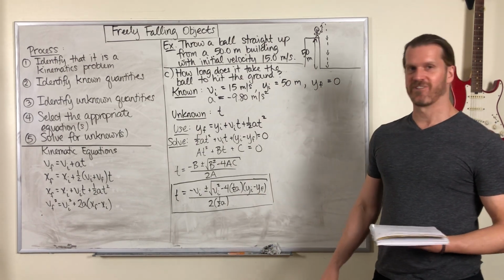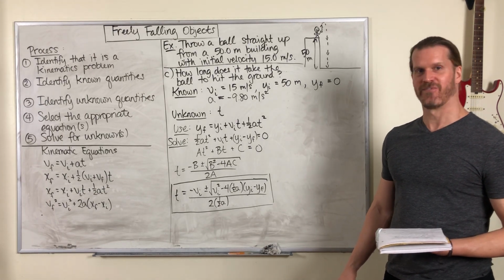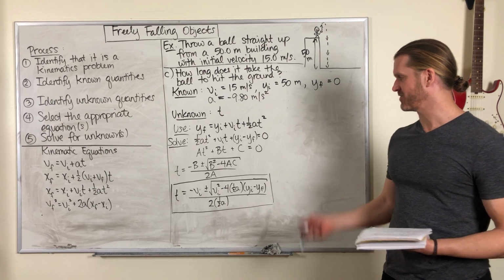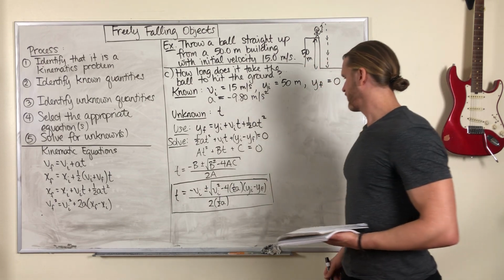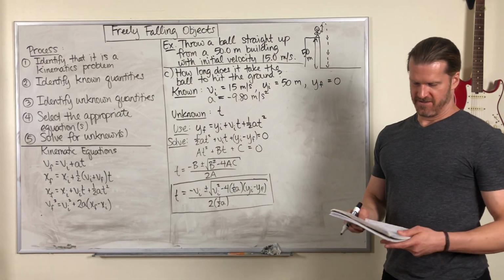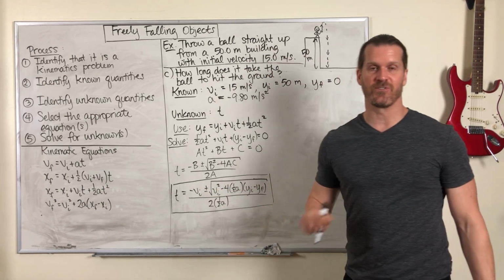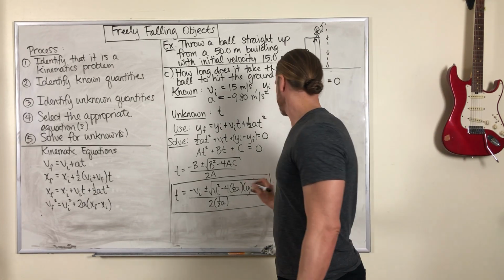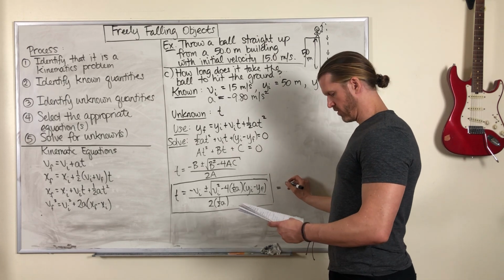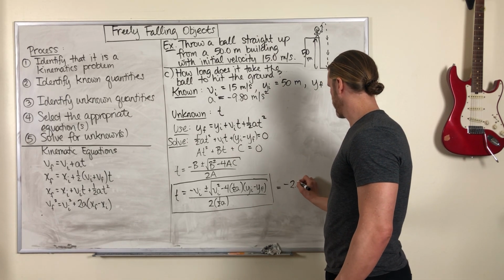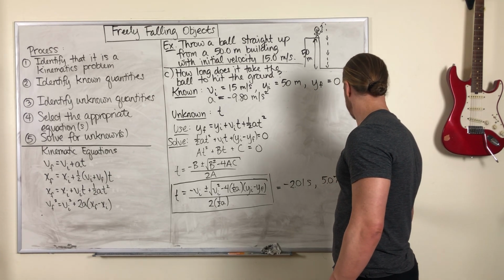When you throw objects from some initial height and they land at some final height, this is how long it takes. So we've got to plug in all the values in here, and you can do that on your own. Remember, when you use the quadratic formula, it gives you 2 solutions. You take the plus root and the minus root. So our 2 solutions are negative 2.01 seconds and 5.07 seconds.